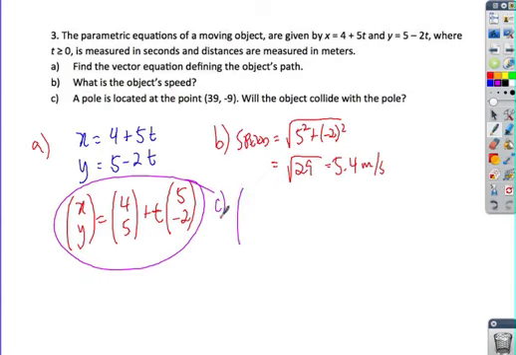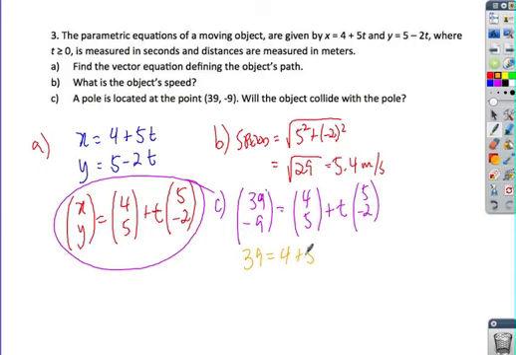So in part C here, I'm going to test with (39, -9) to see if it's a point on this line. And the question I have to ask is, how will we know if (39, -9) is a point on the line? Think about it for a second. So if we just start writing equations here, we get 39 is equal to 4 plus 5t. I can solve this one. This is 5t is equal to 35, and t is equal to 7 then.